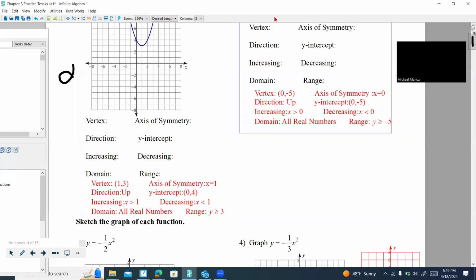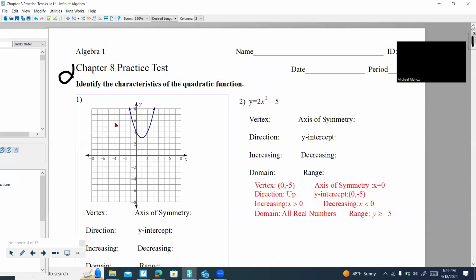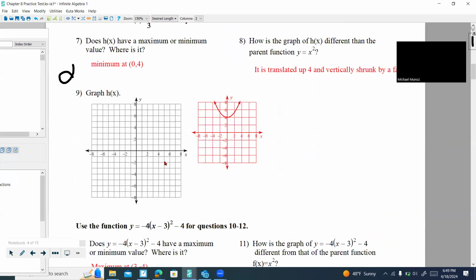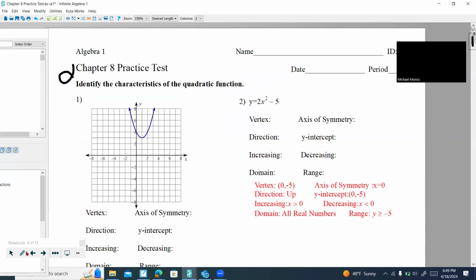Hi. So I don't know how well this is going to work, but some people wanted me to put it on video. So I was going to go through the test as quick as I can and kind of explain the answers. So just skip ahead to where you want to be. But let's look at the first one.